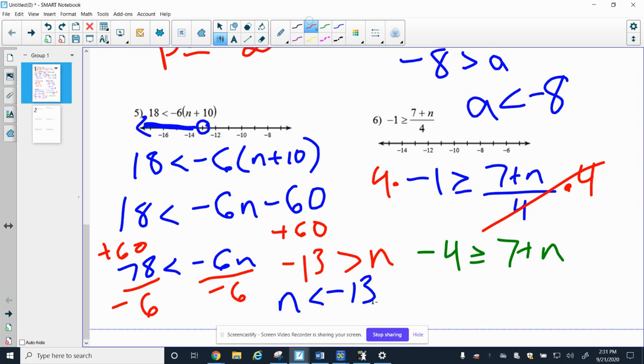Trying to get n by itself, so now I could get rid of the 7 in front. Since it's 7 plus n, the opposite of adding 7 would be subtracting 7. So negative 4 minus 7, negative 11, greater than or equal to n. Let's rewrite that with the n in front. N, the sign is facing towards the negative 11. N is less than or equal to negative 11. Since it's an or equal to, closed dot on that negative 11, we want all the values less than that. Shade to the left.